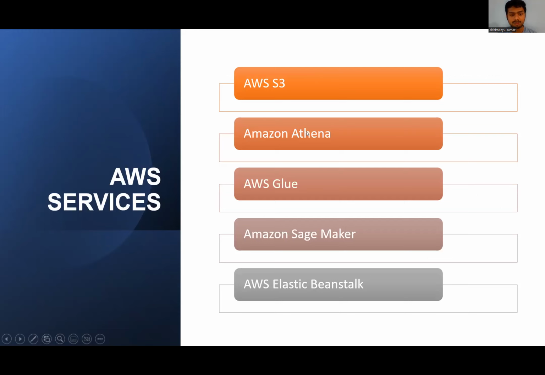So in a cloud investing platform, we will use various types of AWS services. There are five services which we'll be using mainly. These are AWS S3, Athena, AWS Glue, Amazon SageMaker, and AWS Elastic Beanstalk. There are various other services which we will also be using, but these five are the main ones.